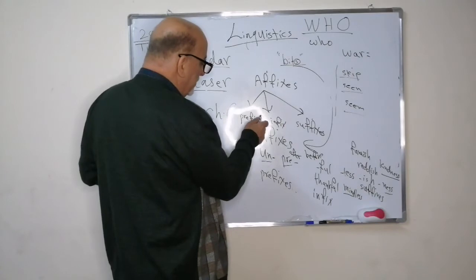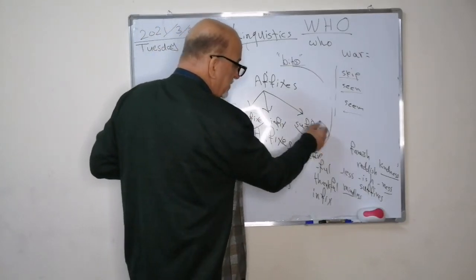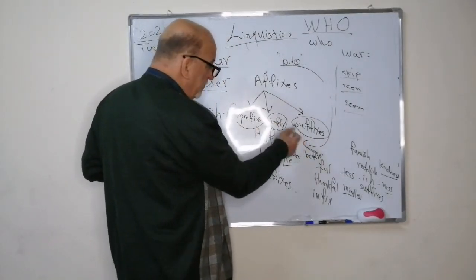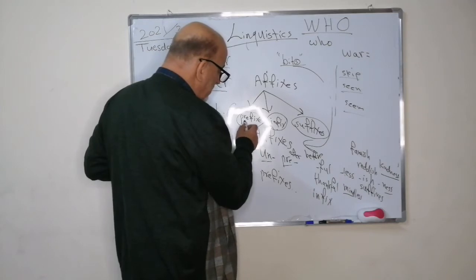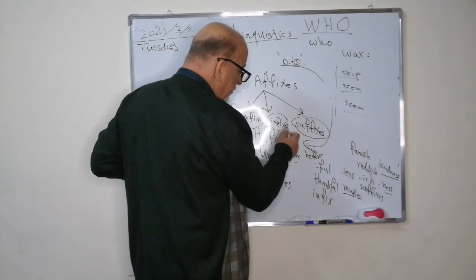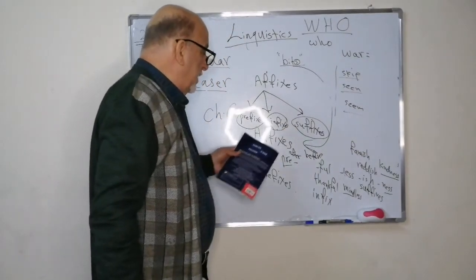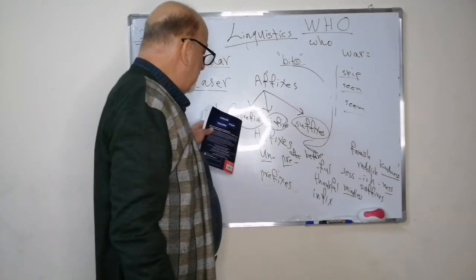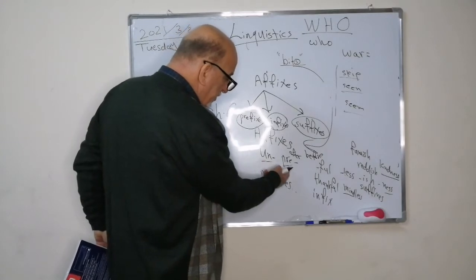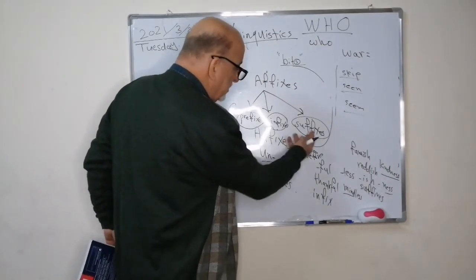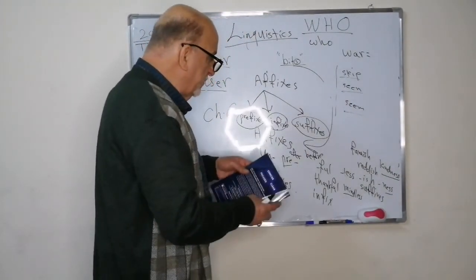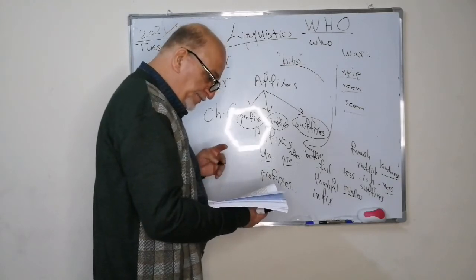English, by the way, has only prefixes and suffixes. English doesn't have infixes. Arabic has all three: Arabic has prefixes, Arabic also has infixes, and Arabic has also suffixes. English only has prefixes and suffixes. Like what? Like un, like pre. Suffixes like full, like less, as we have seen. We will take more examples. Now, what does he say here?